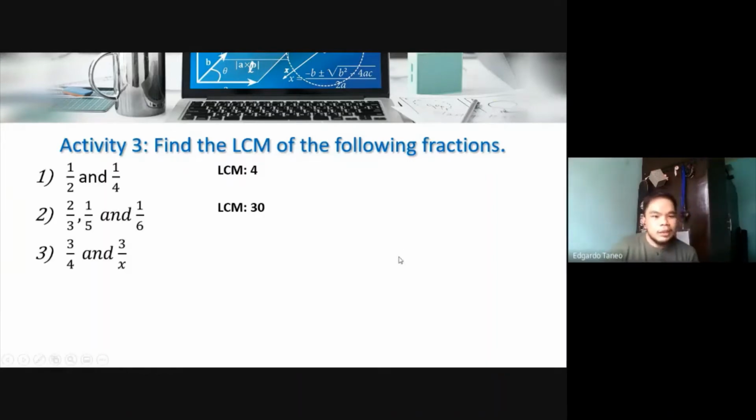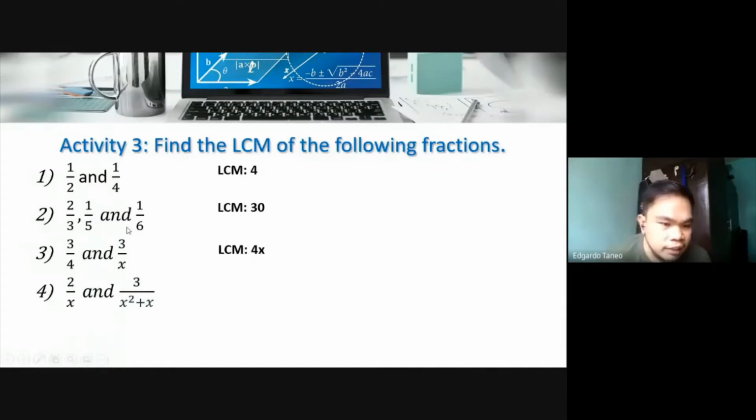How about this one? Number 3, we have 3/4 and 3/x. What is the LCM or LCD of 3/4 and 3/x? Any guesses? 24. Other answer. 4. Kulang. Other answer. 1. Other answer. Okay, very good. So the LCD or LCM is 4x. No? 4 times x is 4x. That's how you get their LCD.